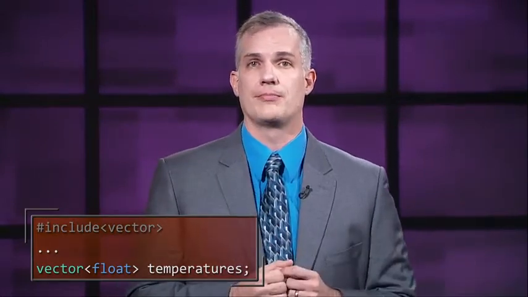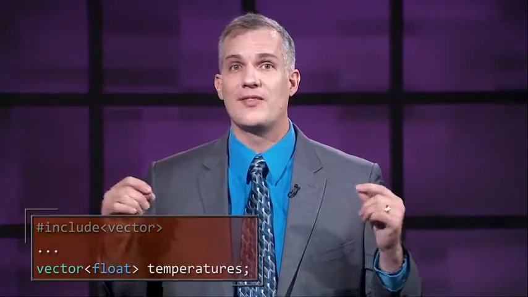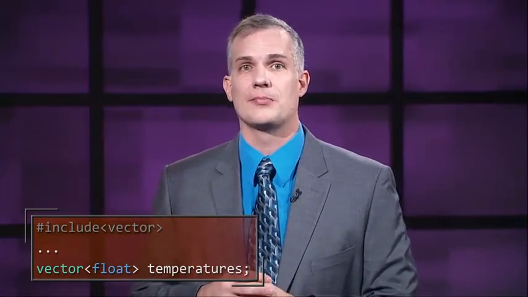Let's try a quick example. How would you declare a vector of floating point values named temperatures? We just have a line: vector, left angle bracket, float, right angle bracket, space, temperatures, semicolon. Also, what do you have to pound include at the top of the program? Right, you pound include vector, listing vector inside the angle brackets.